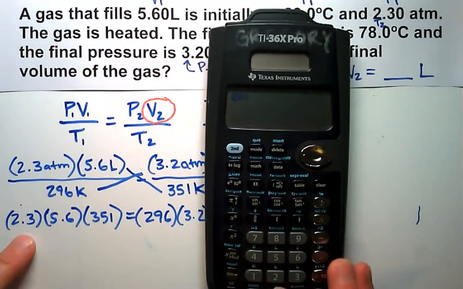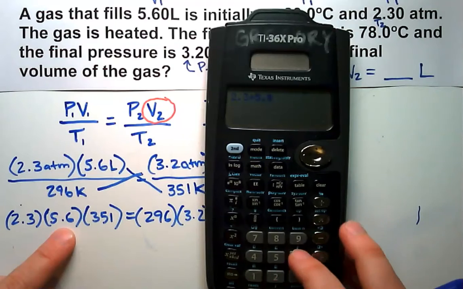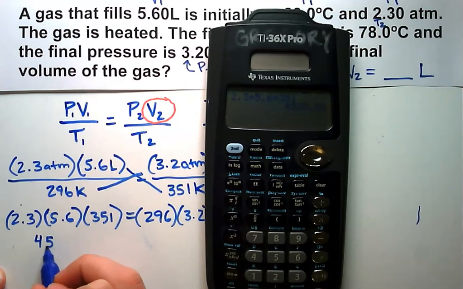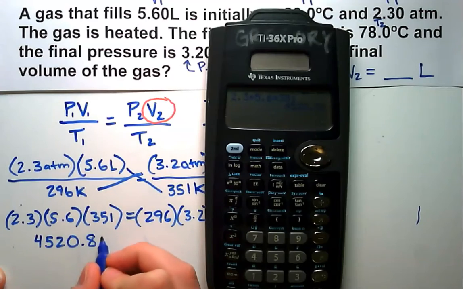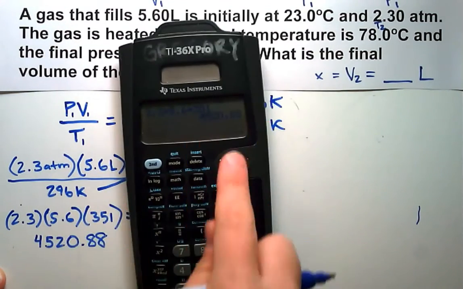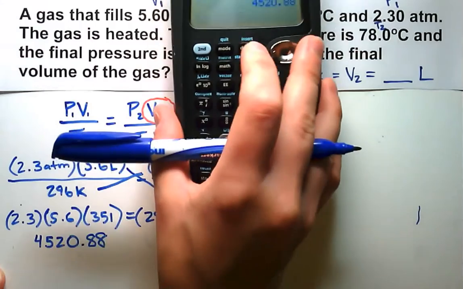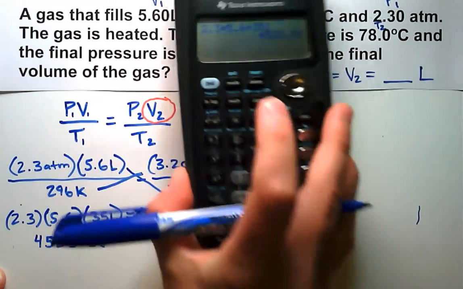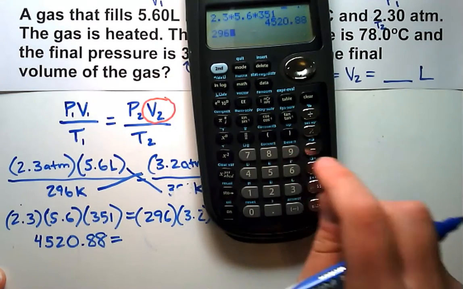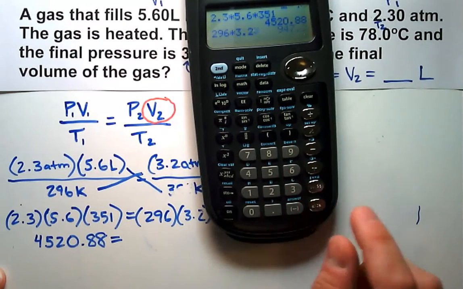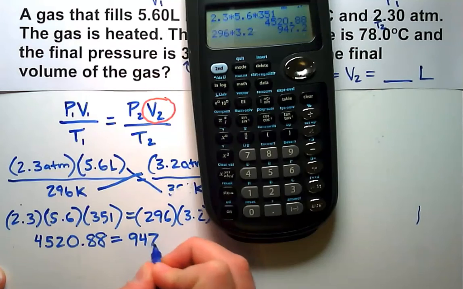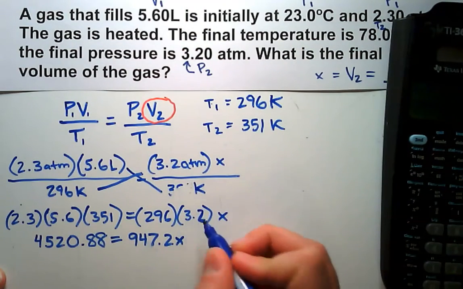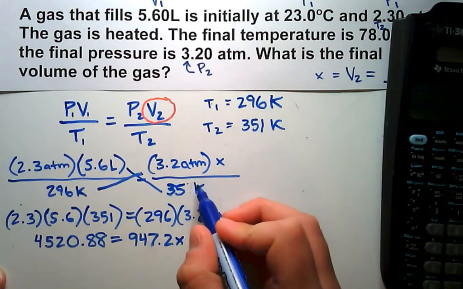So let's do this math in our calculator. Let's see. 2.3 times 5.6 times 351 gives us 4520.88. And I'm not rounding this value at all because this is an intermediate value. So I'm keeping this entire value down here, equals 296 times 3.2 times X, so 947.2X.